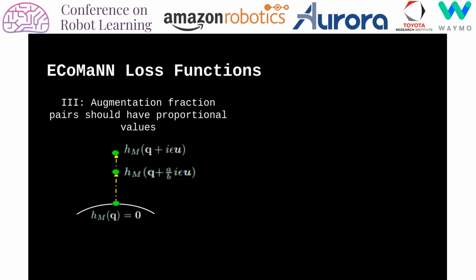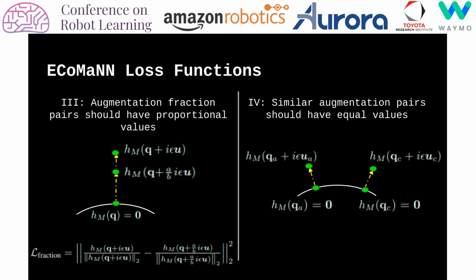The third loss enforces that a pair of points augmented from the same on-manifold point have values proportional to the augmentation distances. This loss minimizes the difference between the values normalized by augmentation distance. The fourth and final loss enforces that a pair of points at the same augmentation distance but originating from different on-manifold points have the same values. This loss minimizes the difference between the 2 values. Together, these 4 losses allow ECoMaNN to learn a robust approximation to the manifold's implicit function using both on and off-manifold data points.